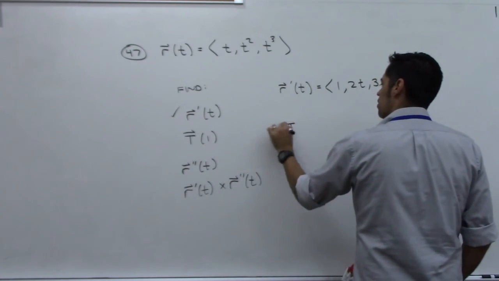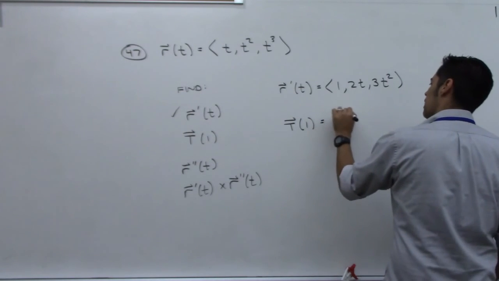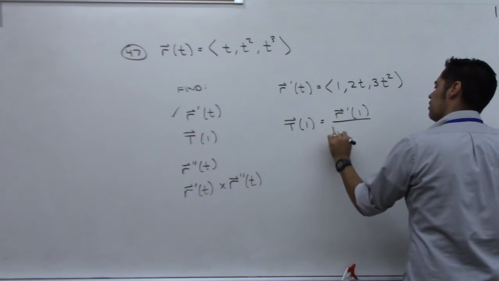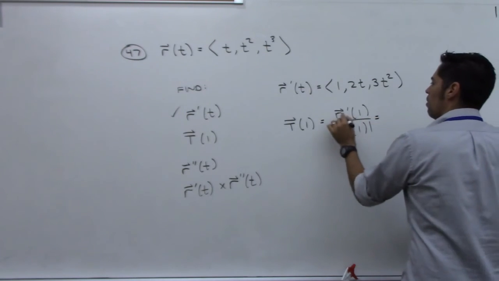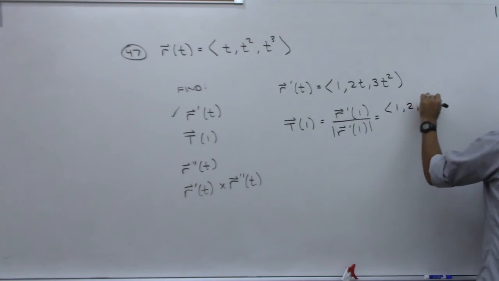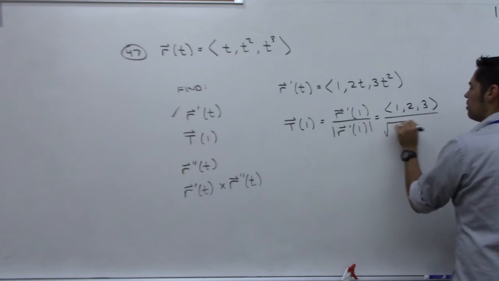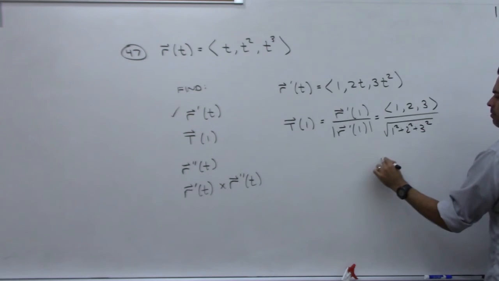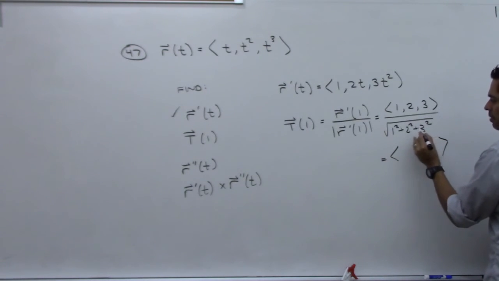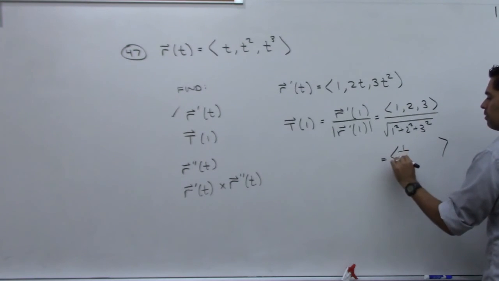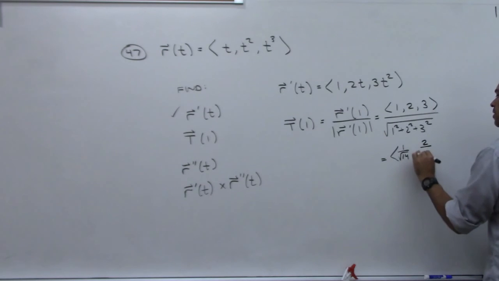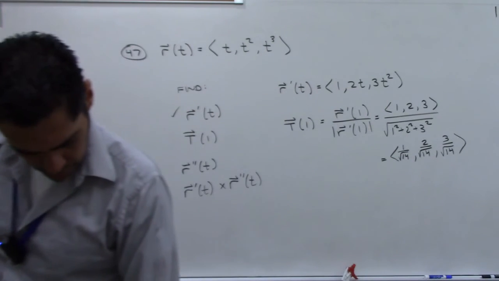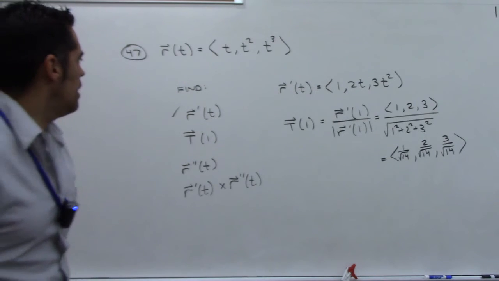All right, find the tangent vector at 1. This is the derivative at 1 over the magnitude of the derivative at 1. So what happens if I plug 1 in there? I get 1, 2, 3. And then the magnitude at 1: 1 squared plus 2 squared plus 3 squared, which is 9 plus 4, 13, 14, so root 14. So 1 over root 14, 2 over root 14, 3 over root 14. Just double check these. Yep. Okay, now we've got this.